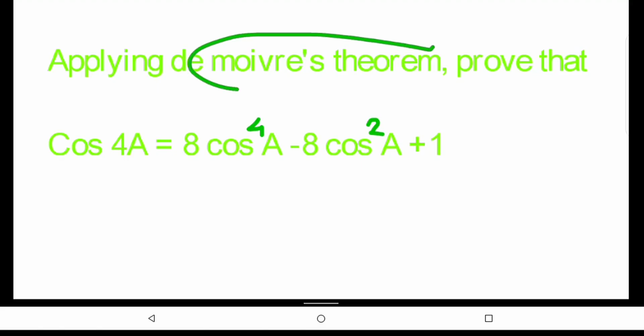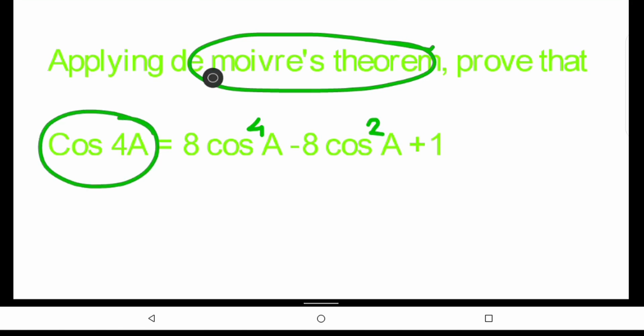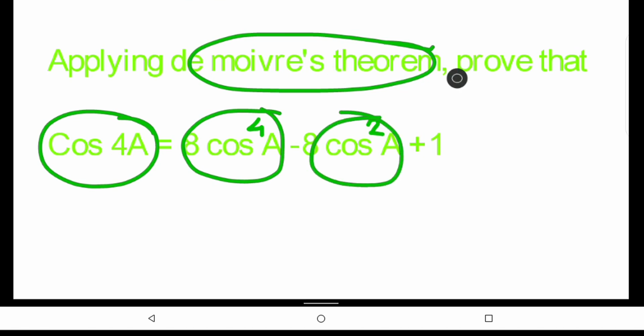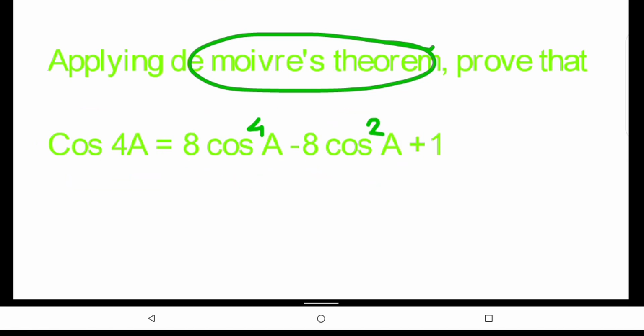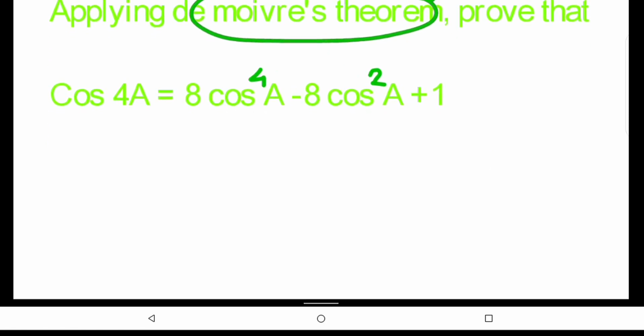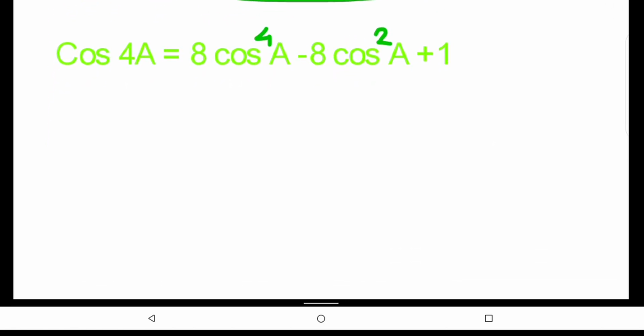Let's apply de Moivre's theorem to prove that cos 4a is equal to 8 cos to the power 4a minus 8 cos square a plus 1. So we want to apply de Moivre's theorem to prove this trigonometric identity. For that purpose, we should write what de Moivre's theorem is.